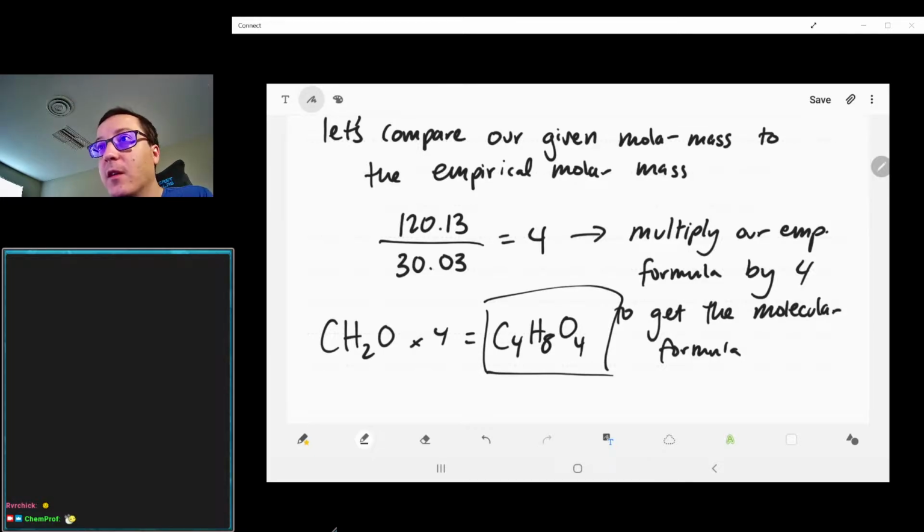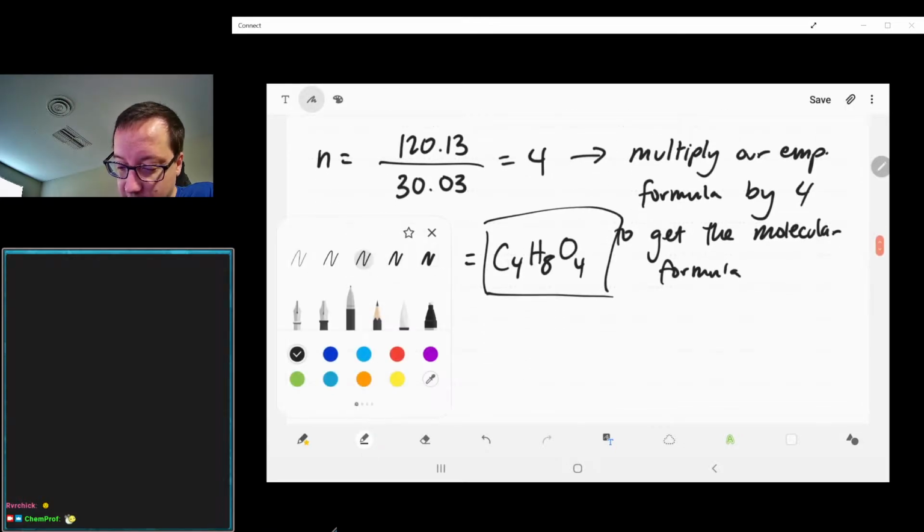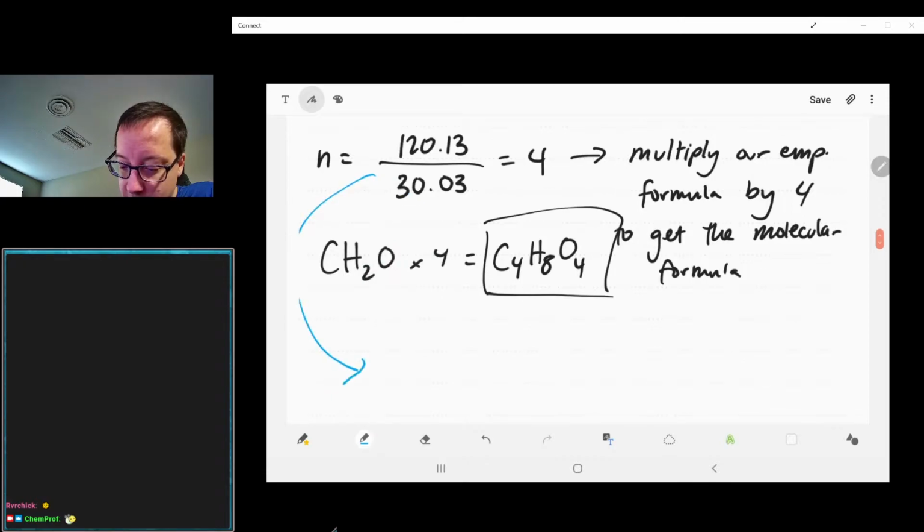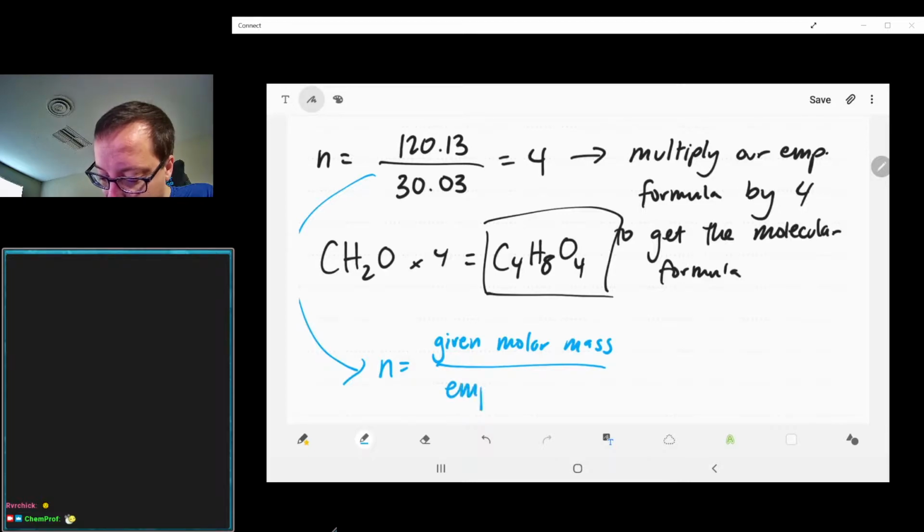Oftentimes you might see this written as something like N, where you are comparing the molar mass that you're given to your empirical molar mass. And that's what you would use to multiply your empirical formula by. So let me make a little arrow here. That's going to be your given molar mass over your empirical molar mass.